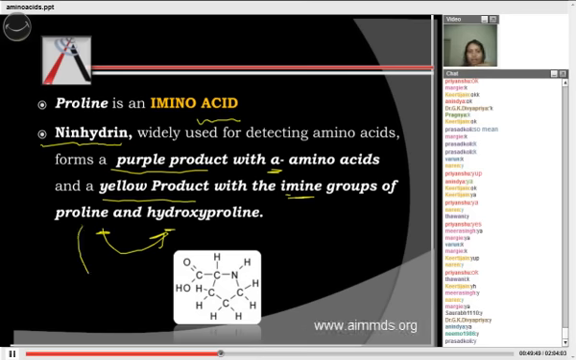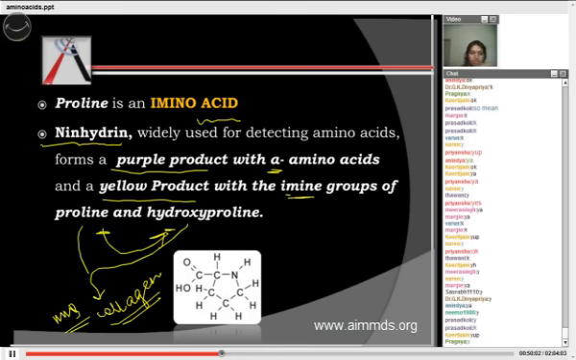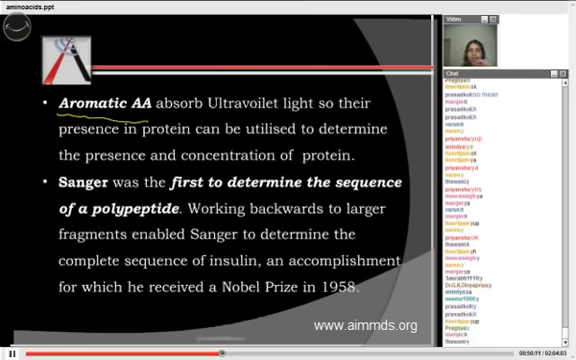Okay, one more fact about proline and hydroxyproline is these are the basic constituents of a very important molecule, that is collagen. An MCQ which is very commonly asked. The aromatic amino acids which we had been discussing in the chart before absorb ultraviolet light. So their presence in protein can be utilized to determine the presence and concentration of protein.